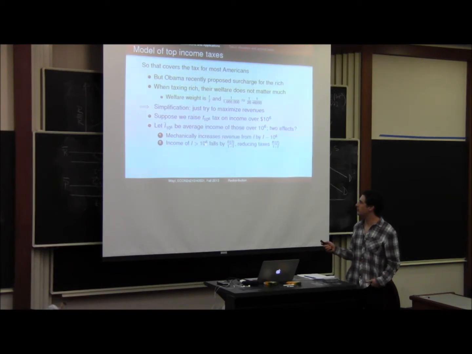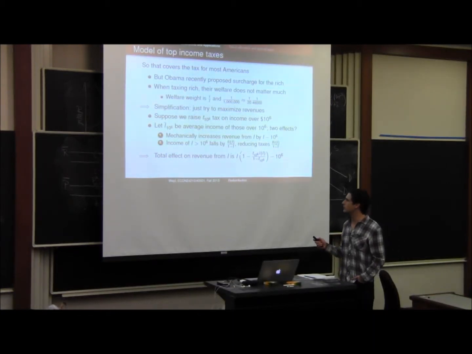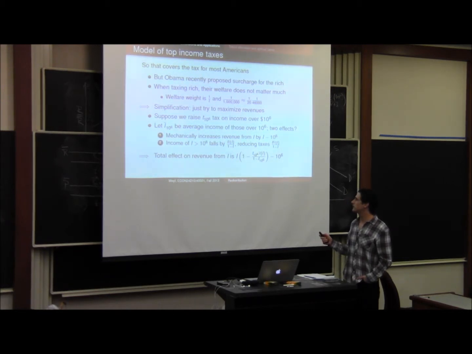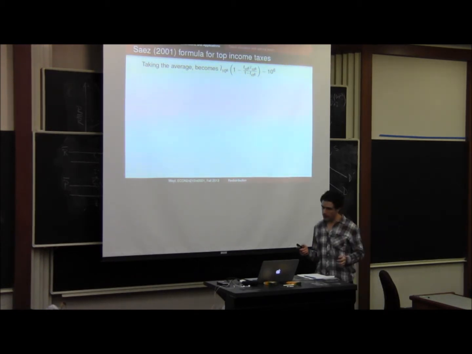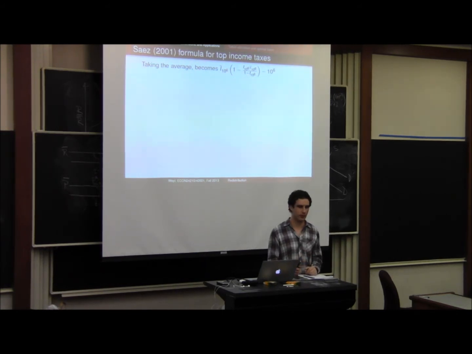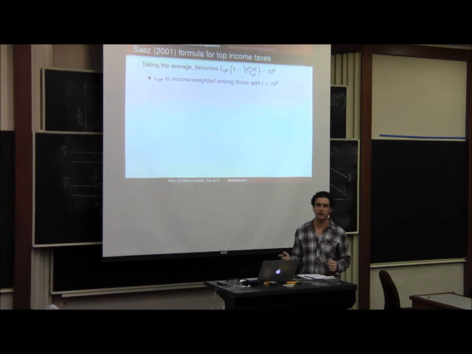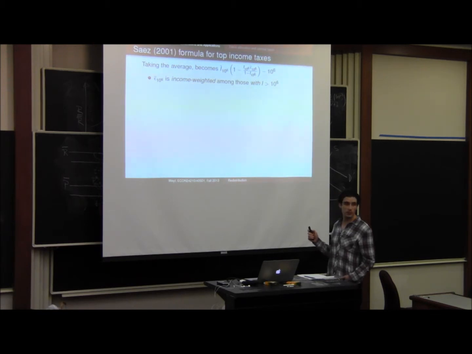In particular, for those above $1 million, their revenue is going to fall by the income that they earn times the average elasticity over 1 minus t, as Miles said. The total effect on revenue, therefore, is their income times 1 minus t sub 10 to the 6th times epsilon bar I over 1 minus t, minus 10 to the 6th, because you don't earn any revenue on the income below 10 to the 6th. So we have to subtract that off. And the optimal tax equates this, on average over all people above $1 million, to 0. On the basis of this, Saez derived a formula for optimal taxation. Once we do it on average, this becomes the income-weighted average elasticity above $1 million.